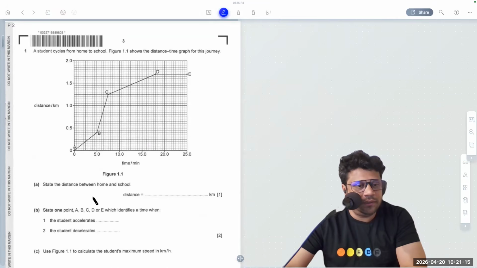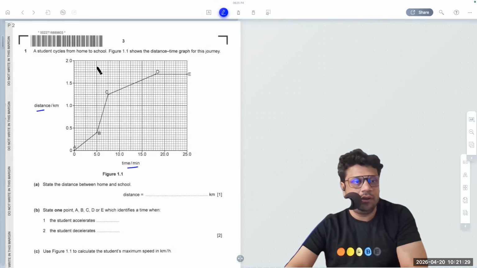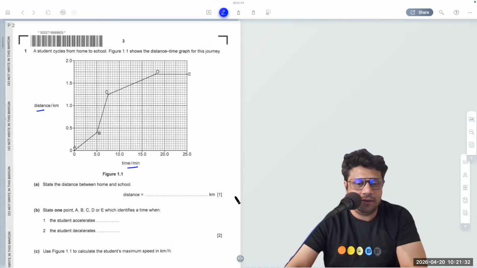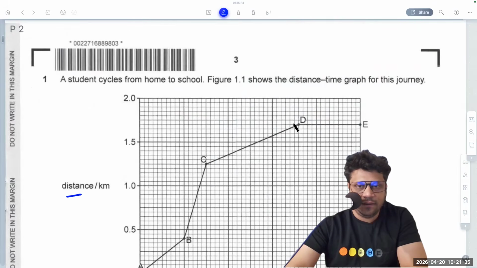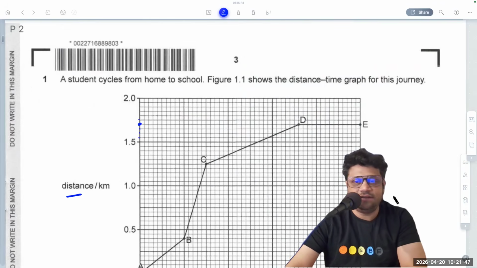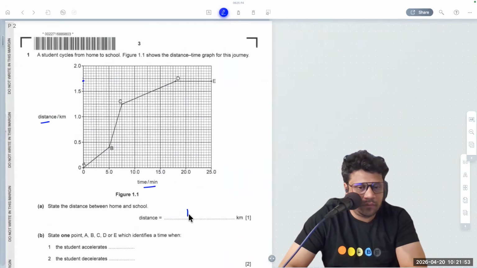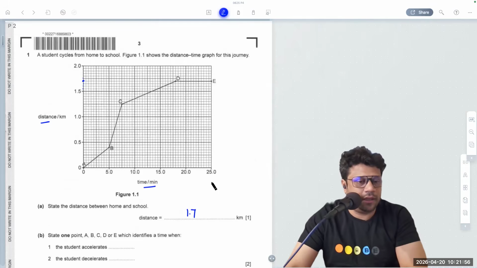So, state the distance between home and school. Okay, so this one is a distance time graph given to you, and a student cycles from home to school. So this here is the distance. So let's read it. This point looks like 1.55, 1.6, 1.65, 1.7, 1.7 kilometers. So that happens to be the distance.